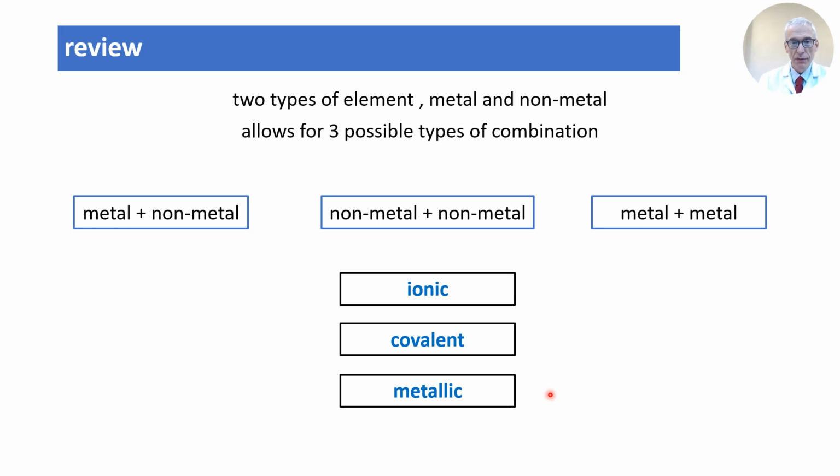Pause the lesson, allocate the type of bonding to the element combination. Is it ionic, covalent or metallic for non-metal plus non-metal, etc.? Pause, come back to check your answer when you are ready.